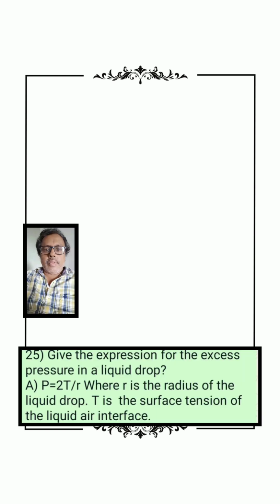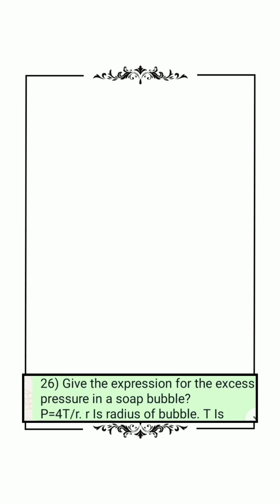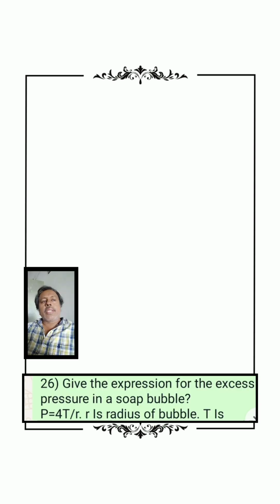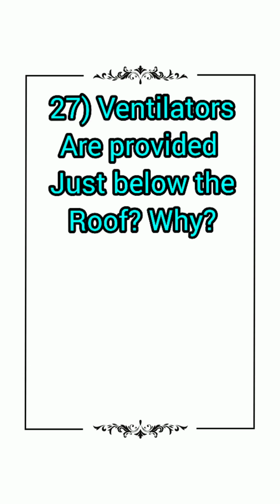25. Give the expression for the excess pressure in a liquid drop. A. P equals 2T/R, where R is the radius of the liquid drop. T is the surface tension of the liquid-air interface. 26. Give the expression for the excess pressure in a soap bubble. P equals 4T/R, R is the radius of the bubble. T is the surface tension of the liquid-air interface.